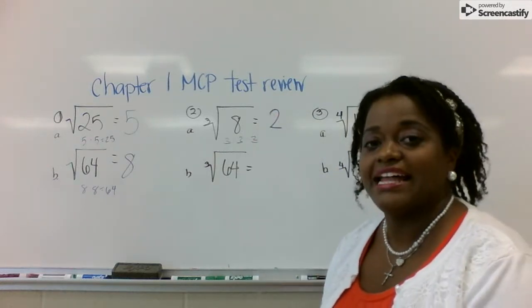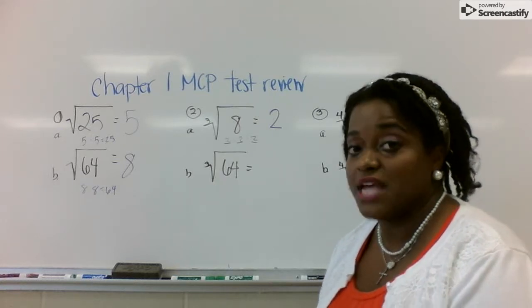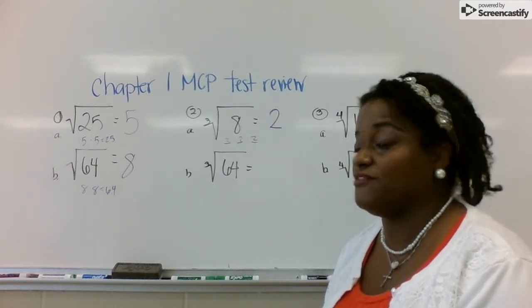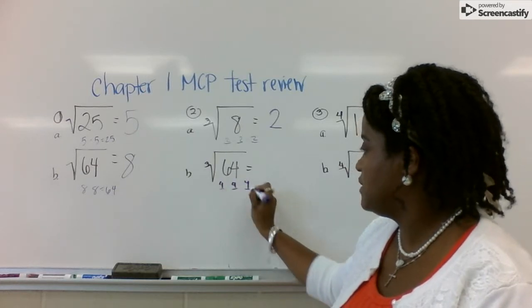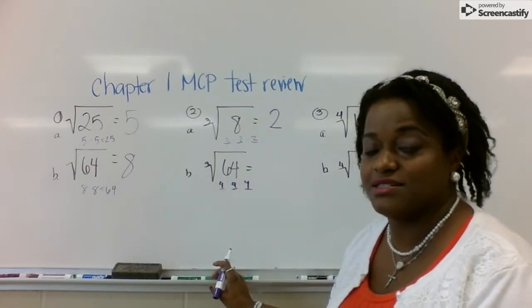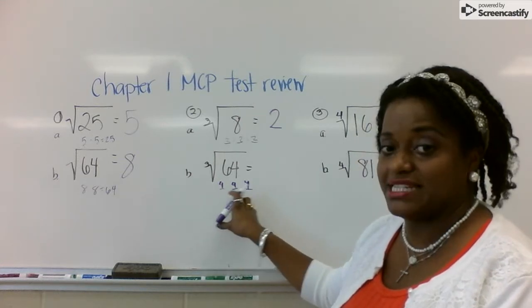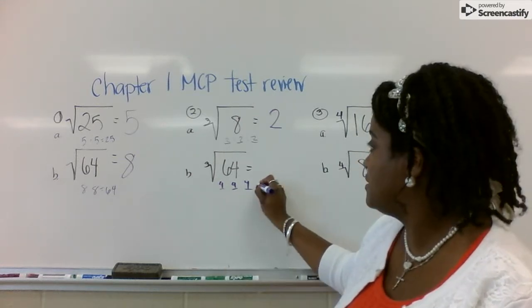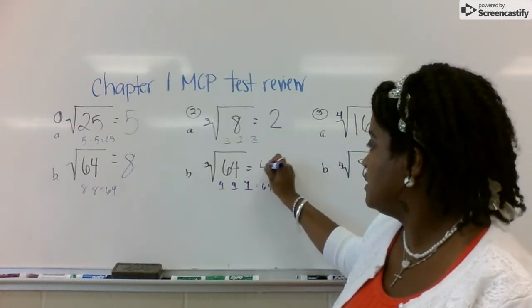All right, let's do this one. Cube root of 64. What times itself 3 times gives you 64? That would be 4. 4 times 4 times 4 is 64. 4 times 4 is 16, times 4 gives you 64. So the cube root of 64 is 4.